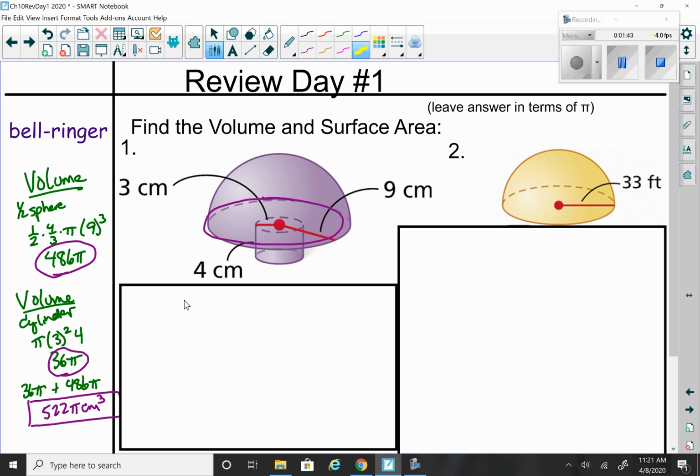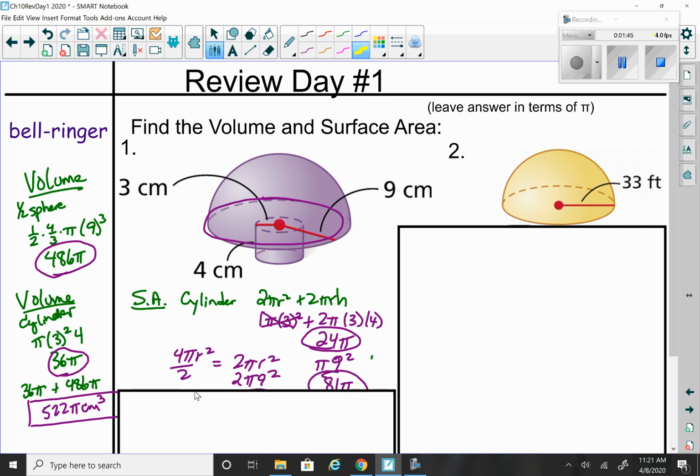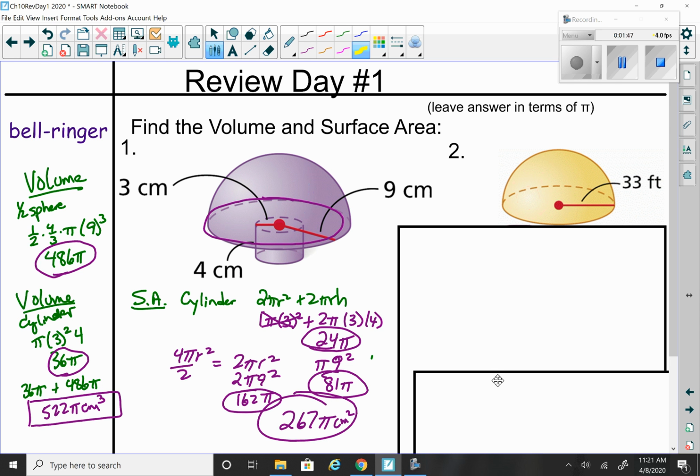The other part of this problem, you had to find the surface area. So for the surface area of the cylinder at the bottom, I have 2 pi r squared plus 2 pi r h. This is the formula for the surface area of a cylinder. But instead, you notice that I crossed it out because I don't have a top on that cylinder. And the bottom circle is like a circle I would have to cut out of the bottom side of that hemisphere. So I just went with the lateral of the cylinder, 24 pi.